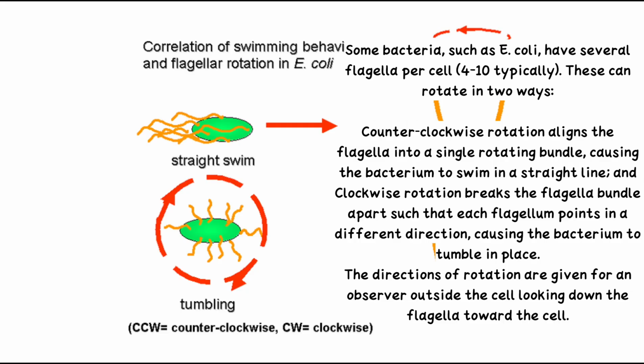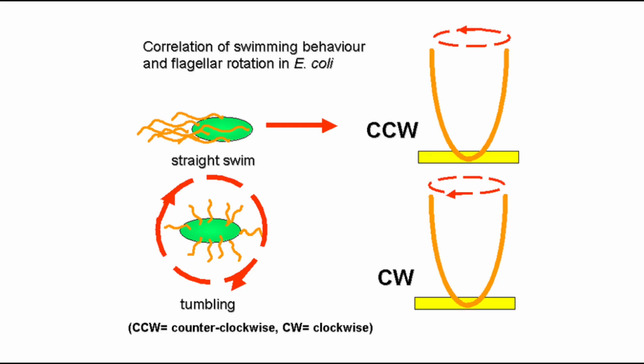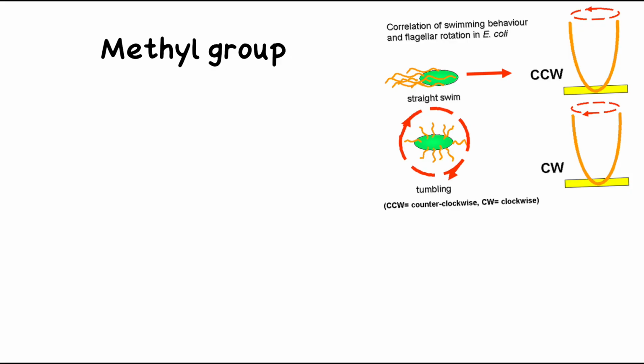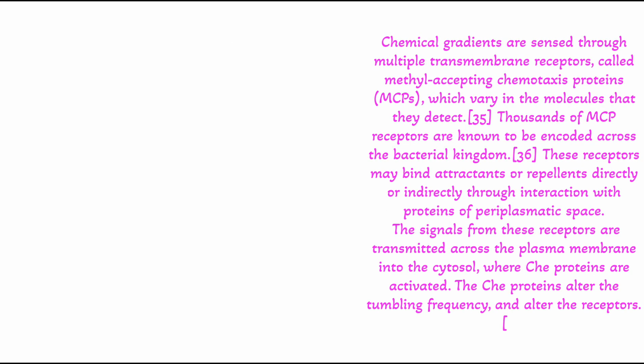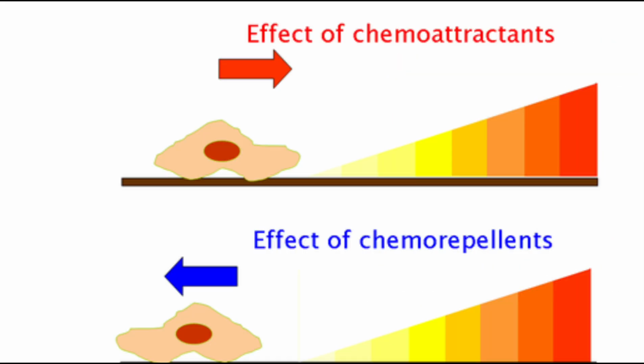Now how do they know where to go? They have special chemoreceptors called methyl accepting chemotaxis proteins. They are present on their surface and sense the chemicals outside. If there is more attractant, they tumble less and keep swimming the same way. And if there is a repellent, they tumble more, change direction and escape. They don't have eyes or a brain, but they can measure whether things are getting better or worse chemically.